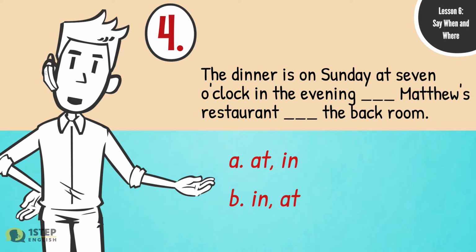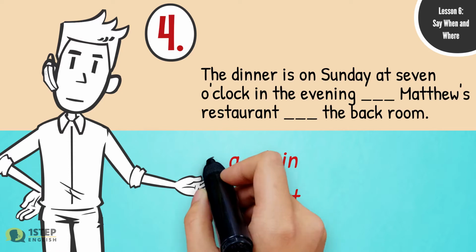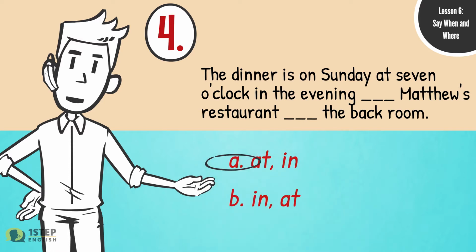4. The dinner is on Sunday at 7 o'clock in the evening, blank Matthew's Restaurant, blank the back room. A. At, in. B. In, at. The correct answer is letter A. The dinner is on Sunday at 7 o'clock in the evening at Matthew's Restaurant in the back room.